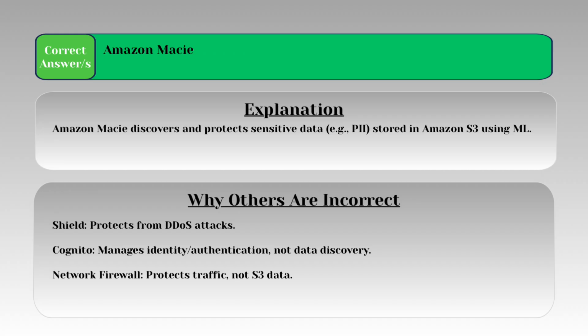Why others are incorrect? Shield, protects from DDoS attacks. Cognito, manages identity and authentication, not data discovery. Network Firewall, protects traffic, not S3 data.